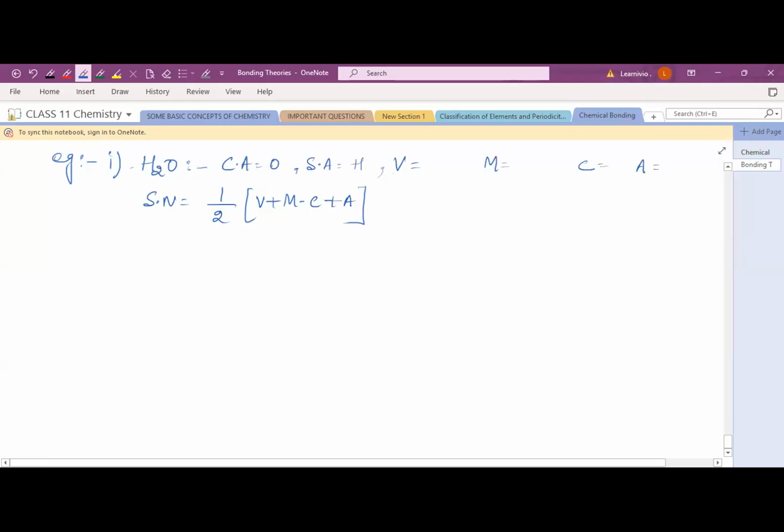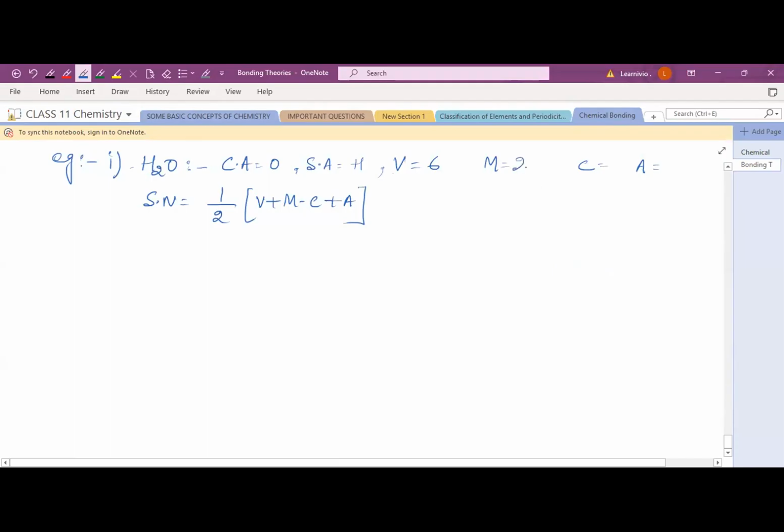Because we know that central atom is oxygen, right? So what is the valence electron of the central atom? What is the valence electron in oxygen? 6. Yes, 6. And what is M? So M is the number of monovalent surrounding atoms. So oxygen में how many monovalent surrounding atoms are attached? Obviously, monovalent क्या है? Hydrogen. So how many hydrogens are attached to the central atom?